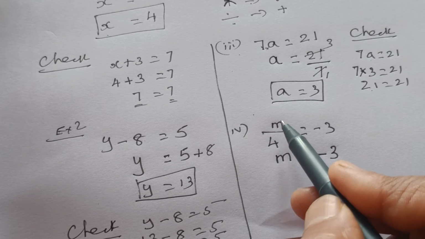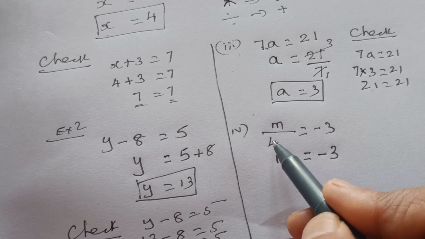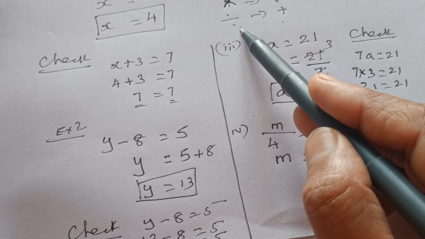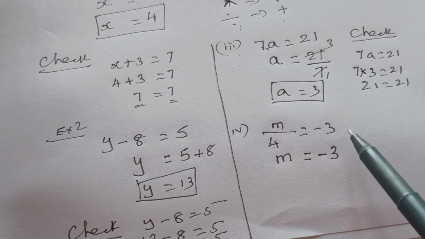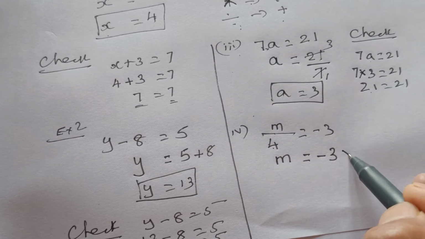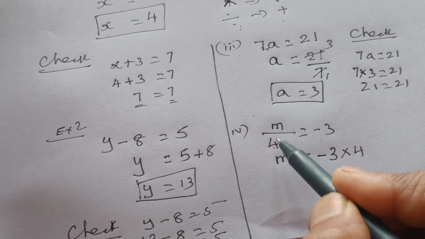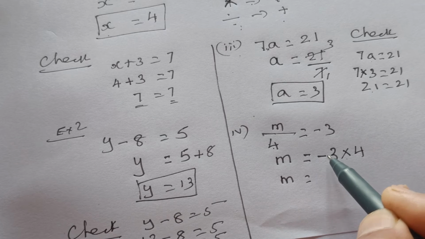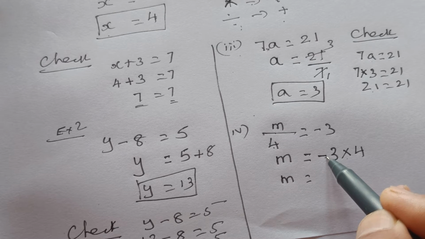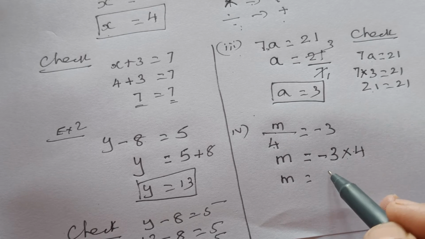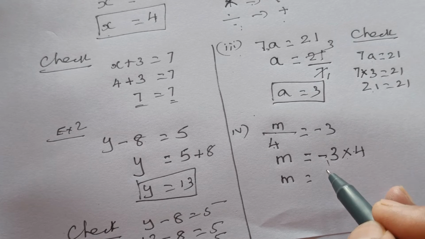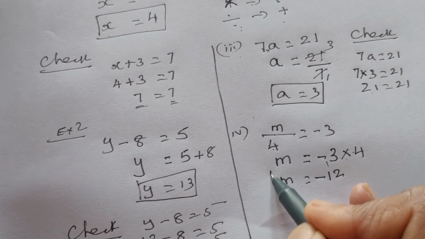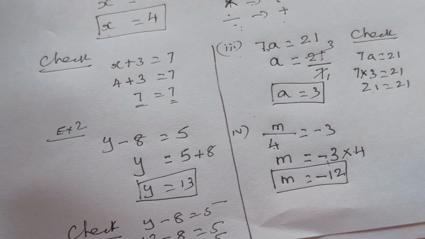Now, what is the operation here? m divided by 4. Division changes to multiplication. When you change from left hand side to right hand side, division becomes multiplication. So divided by 4 becomes into 4. Now m is equal to, first multiply the signs, minus into plus. When there is an odd number of negative signs, the answer is minus, and 3 4s are 12. So the value of m is minus 12.